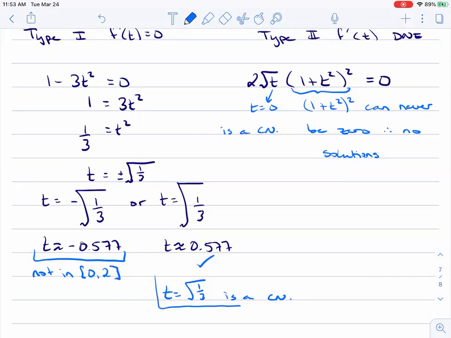So we've got t equals the root of 1 over 3 is a critical number, and t equals 0 is a critical number. Okay.